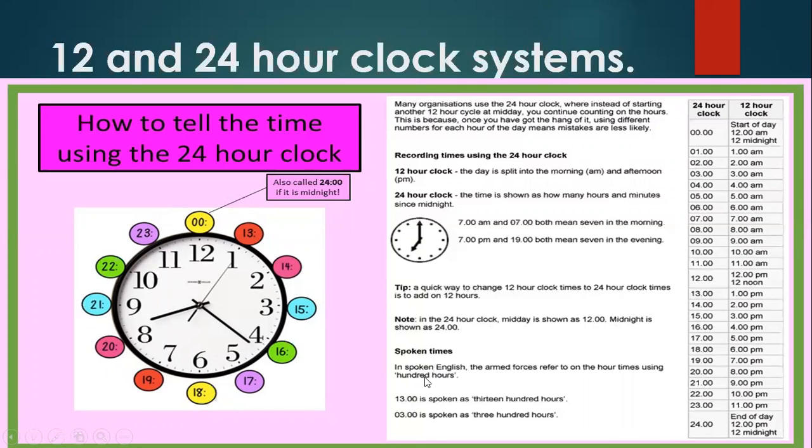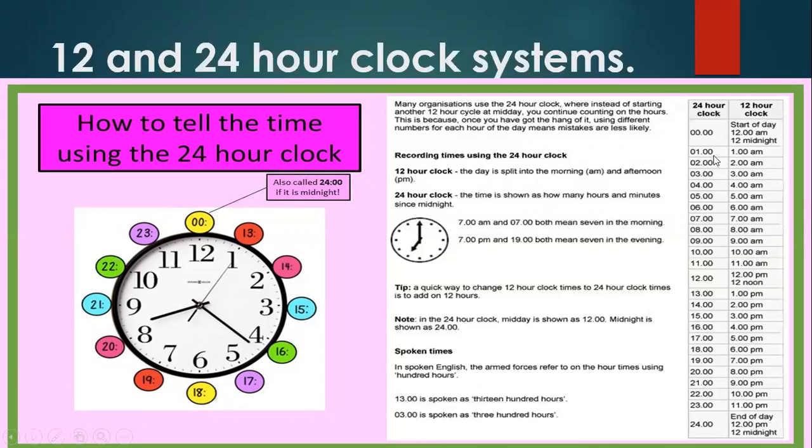Spoken times. If you want to tell what the time is in 24-hour clock system, and it is 1300, you can say it is 1300 hours. And 3 a.m. in the morning can be read as 0300 hours, something like that.